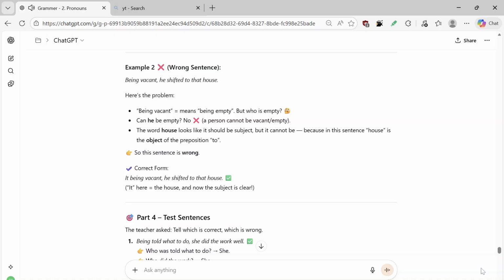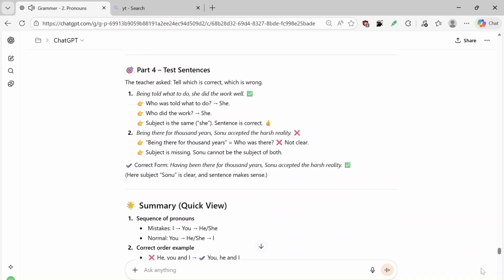Part 4, test sentences. The teacher asked, tell which is correct, which is wrong. 1. Being told what to do, she did the work well. Who was told what to do? She. Who did the work? She. Subject is the same, she. Sentence is correct.